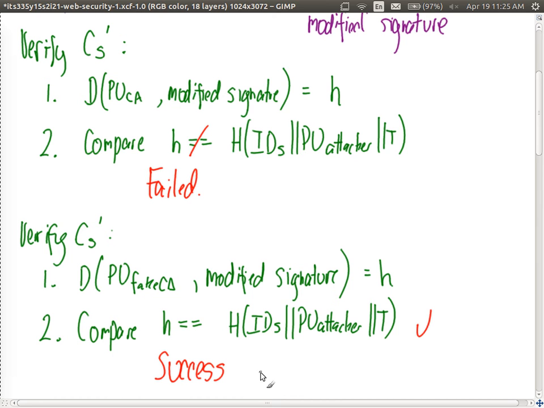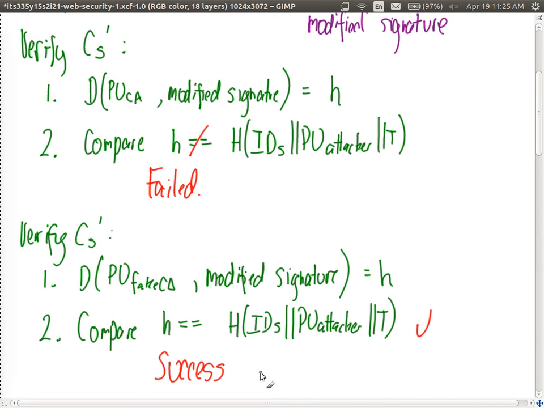The browser should not use the public key of the fake CA. This assumes that the browser trusts the public key of the fake CA. All of these steps, all of these attacks and the verification, when the browser verifies the certificate it receives, it uses the public key of a CA. And we've said that we must trust that CA.